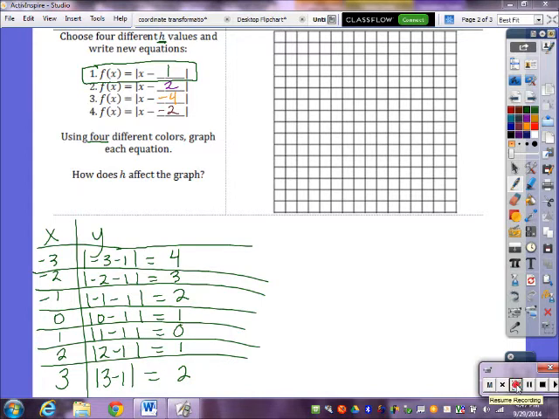And just remember, like before, this is my x value, this is my y value. So I'm finding point -3, 4. And then the next one would be -2, 3. And then end of line 2. And so on down the line.